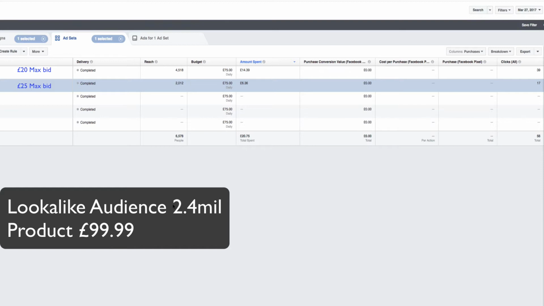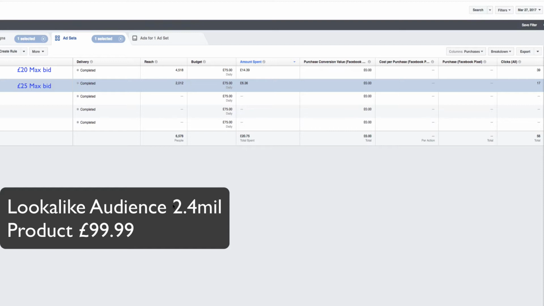The product we were selling is a £99 product, converting really well on auto bids. So we wanted to change it over and start scaling it onto manual bids. What we decided to do is keep the budget not low, but test it low to begin with and see how it worked out. So we went for a £75 daily budget.